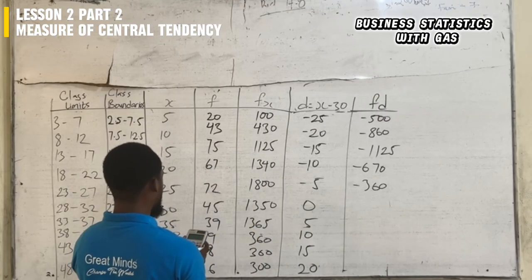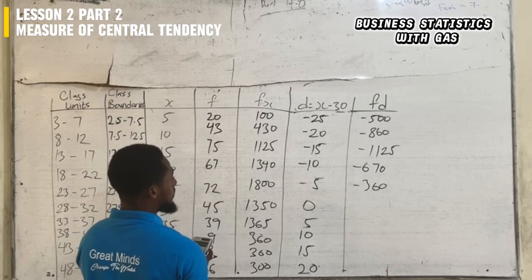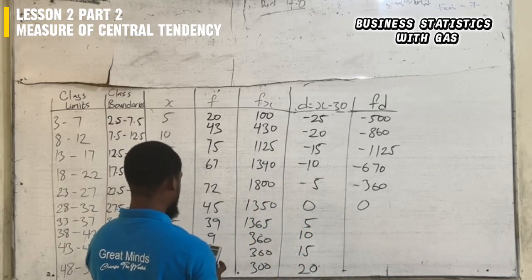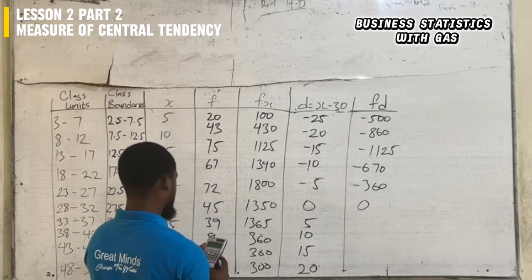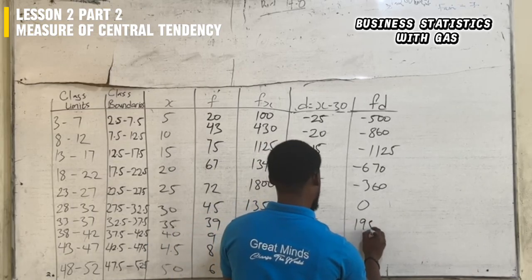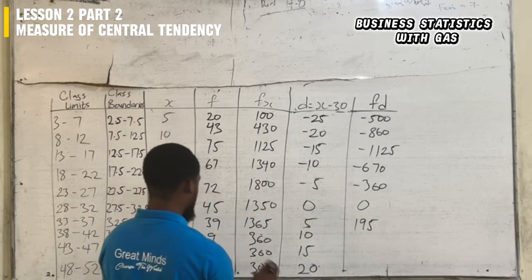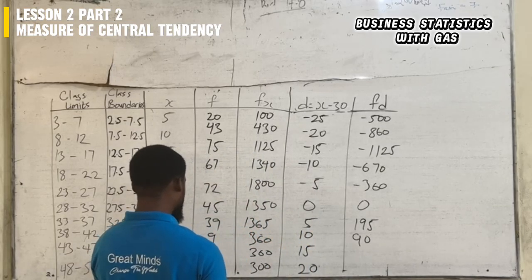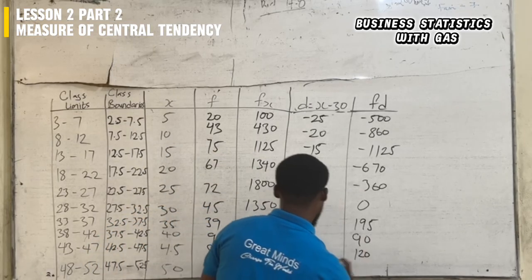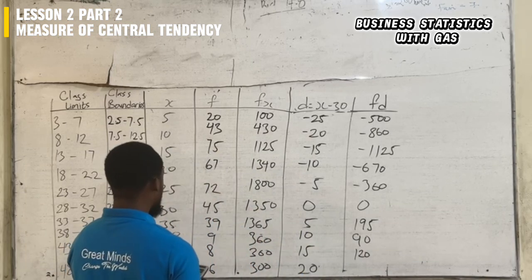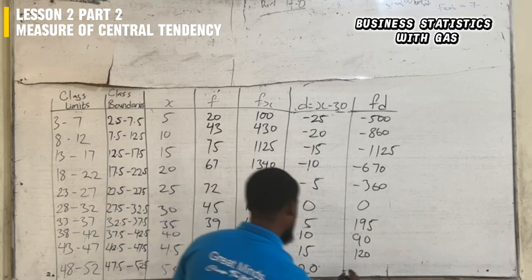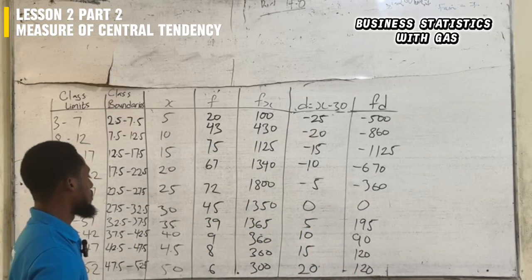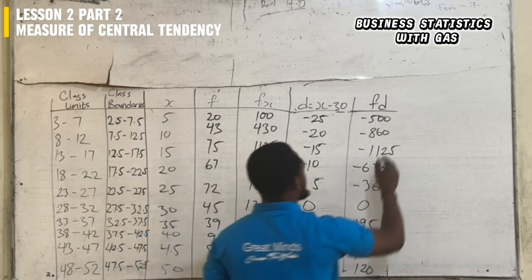Let's multiply 45 by 0. You are getting 0. Let's multiply 39 by 5. You are getting 195. Let's multiply 9 by 10. You are getting 90. Let's multiply 8 by 15. You are getting 120. And let's multiply 6 by 20. You are getting 120. Great. So now we have our FD.